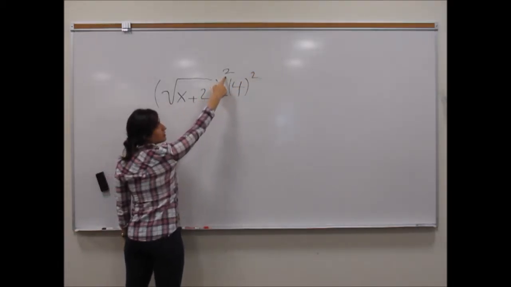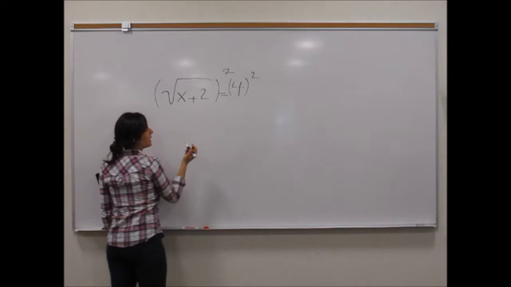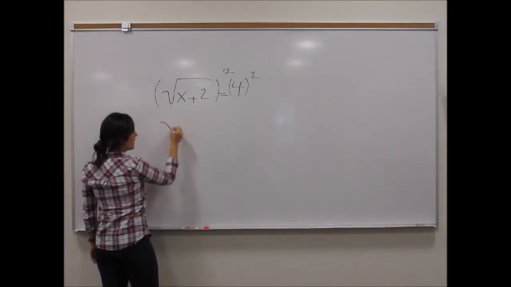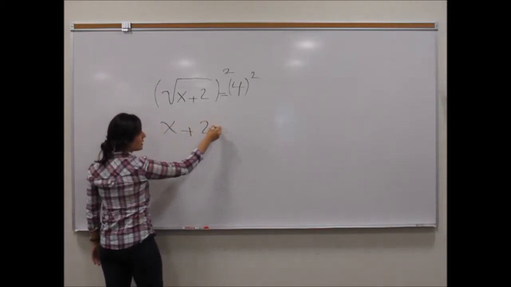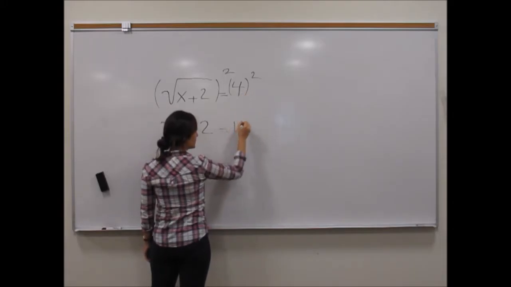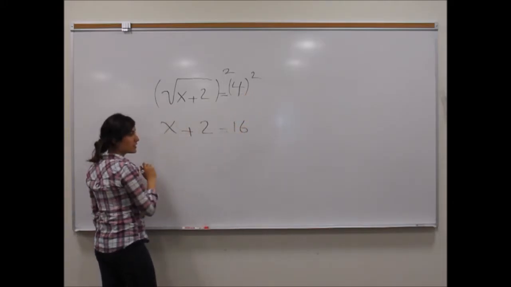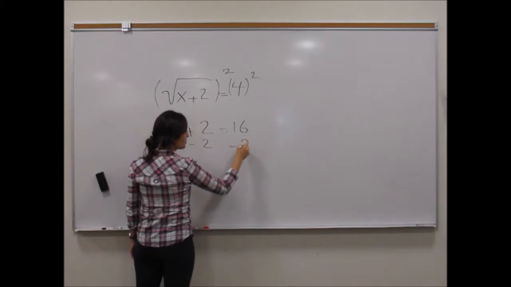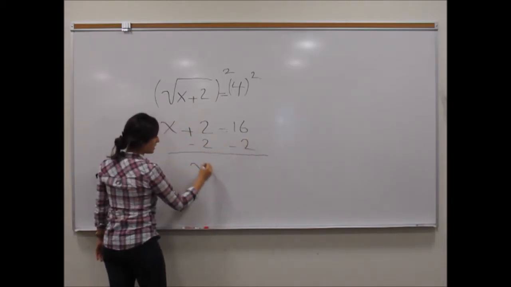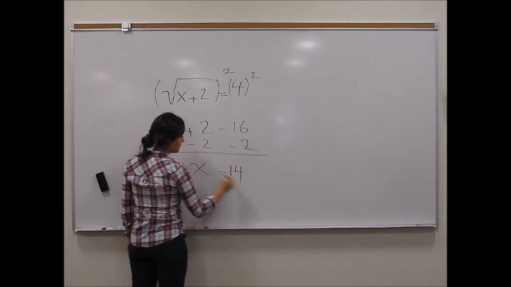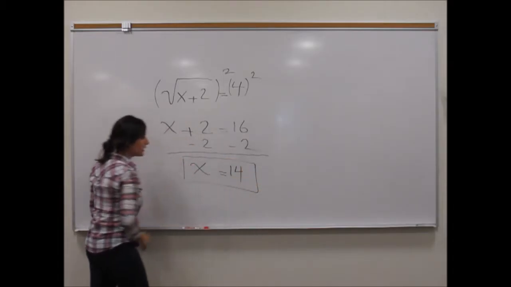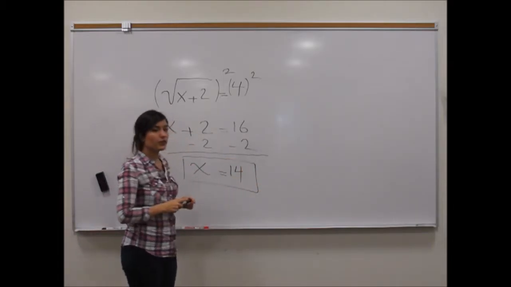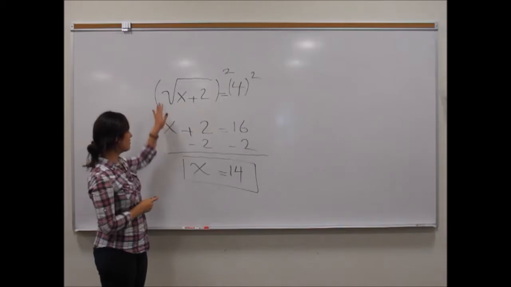the second power and the radical sign would cancel each other, so I would get x + 2, and 4 squared is 16. And then I have to isolate x, so minus 2, minus 2, I would get x = 14.